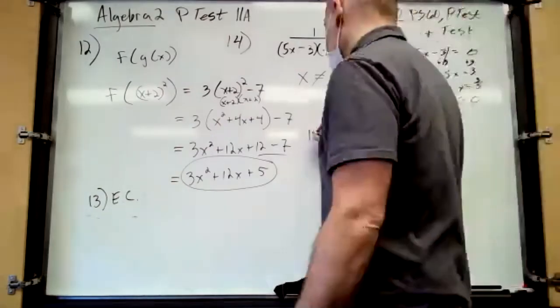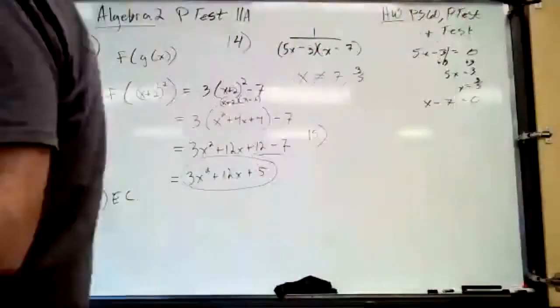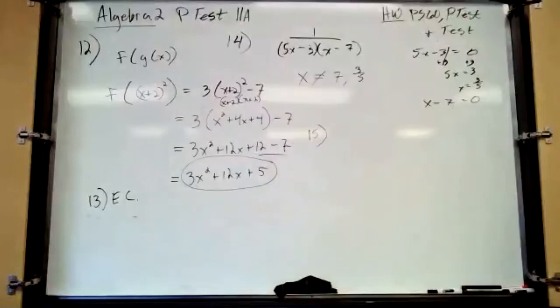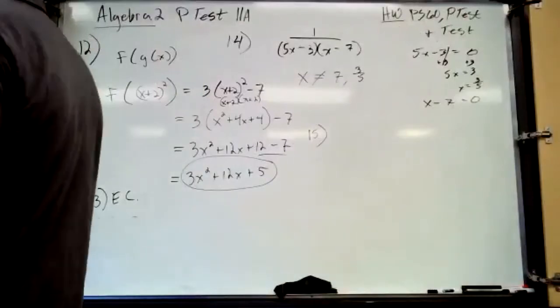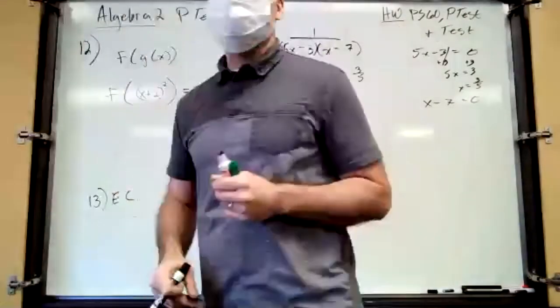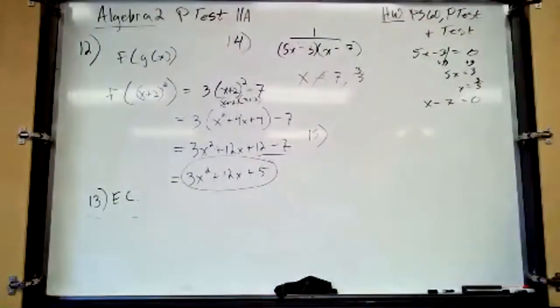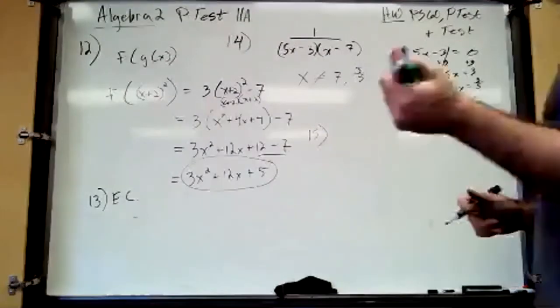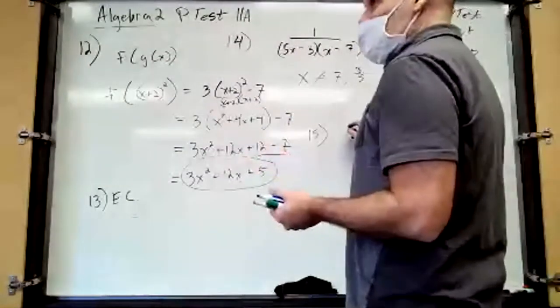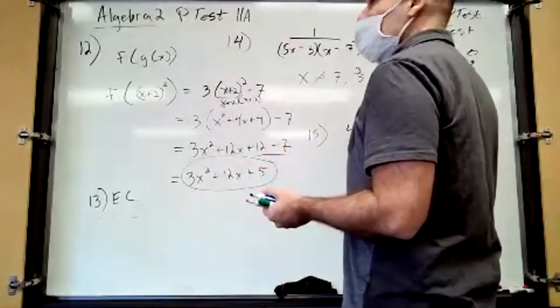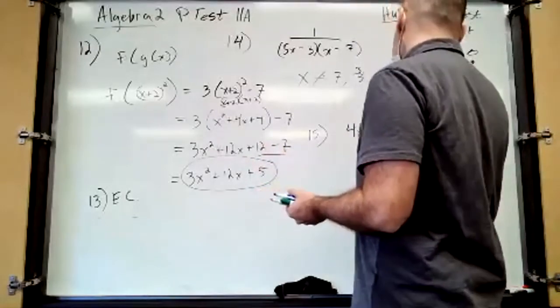All right, number 15. Identify the slope and y-intercept of this line. Okay, well, how do you find the slope and intercept of a line by just looking at the equation? What do you have to do first? Yeah, if you get y by itself, that gives you all the secrets of the line. So get y by itself.